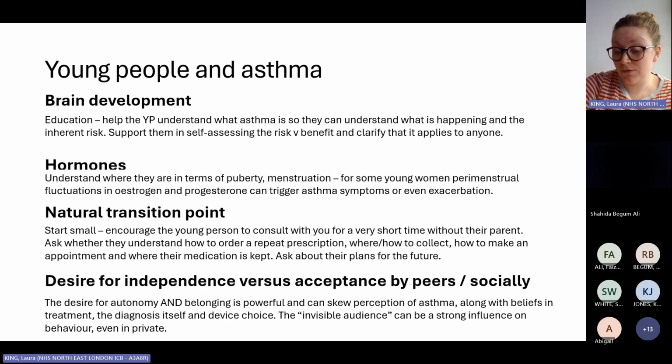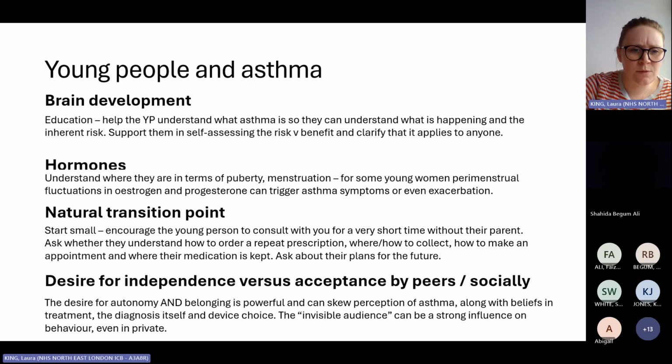Let's keep pairing up for a minute or so if the child is okay with that, so that they get used to the idea of consulting with you on their own. That might be one for a little bit older, but it can be really helpful. Ask if they understand how to order a repeat prescription, how and where to collect it, how to make an appointment. Because largely for a lot of our children and young people, their parents do it and they actually have no idea. I know we've definitely got a community pharmacist on the call. I don't know how many parents actually bring their kids in when they collect the devices, and actually you might be the only person that sees the child and the device at the same time.